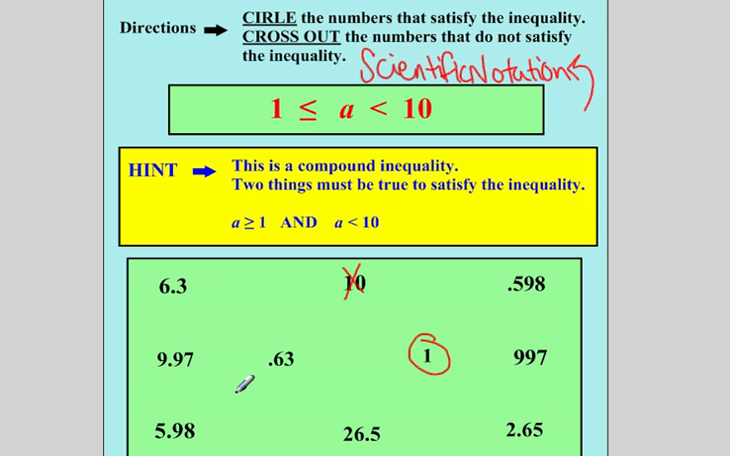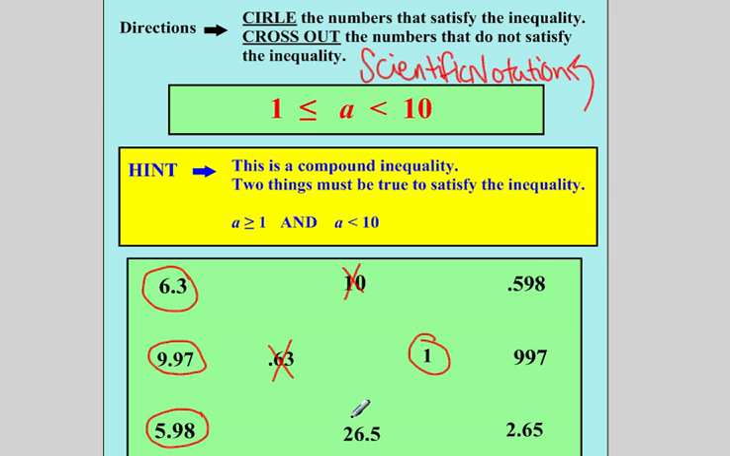So I'm going to go through the rest of these really quickly and cross out the numbers that are wrong and circle the numbers that are okay. This number is okay because it's between 1 and 10. It's 6. This number is okay because it's also between 1 and 10. It's 9.997. This number is okay. It's between 1 and 10. It's 5.98. Now this number is not okay. It's too small. It's less than 1.